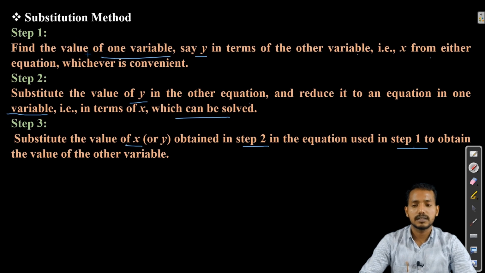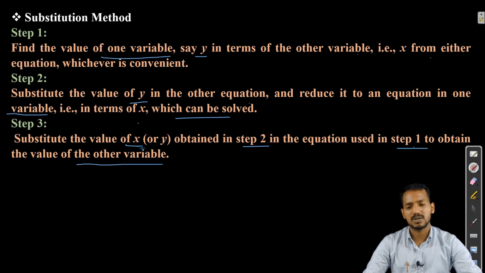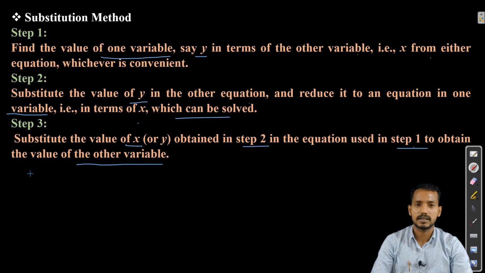After finding the value of one variable in terms of another, we will be having the third equation. Then we substitute the value of x obtained in step 2 in the equation obtained in step 1 to get the second variable, that is y. Clear? So don't worry about these steps. We will take examples. We will discuss the questions from exercise 3.3 by using the substitution method, so we'll have a clear idea about this. Okay, so let's start.